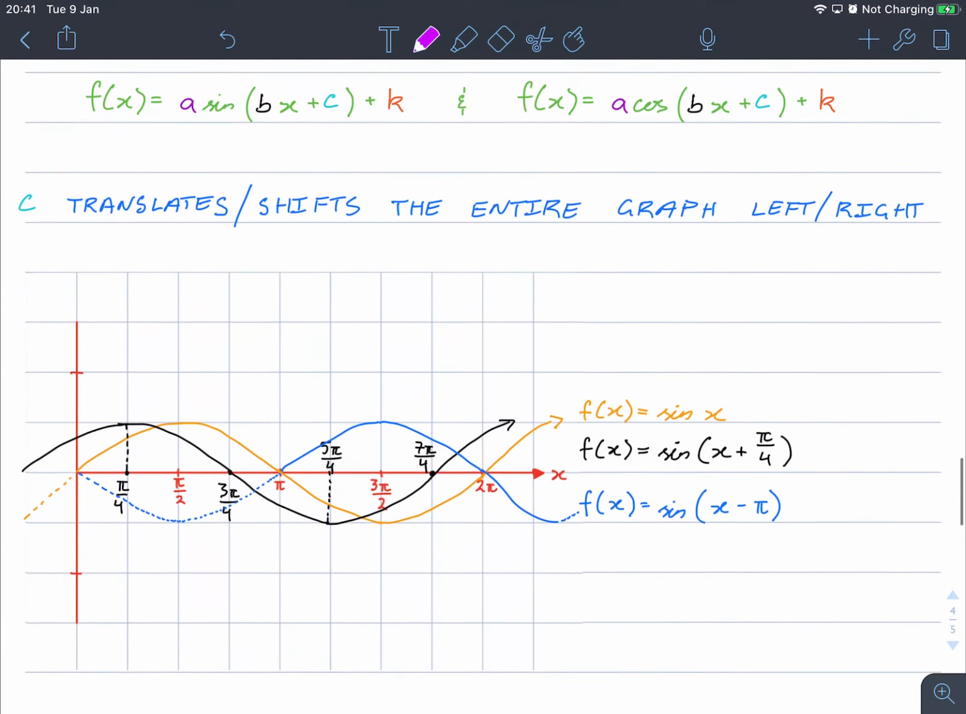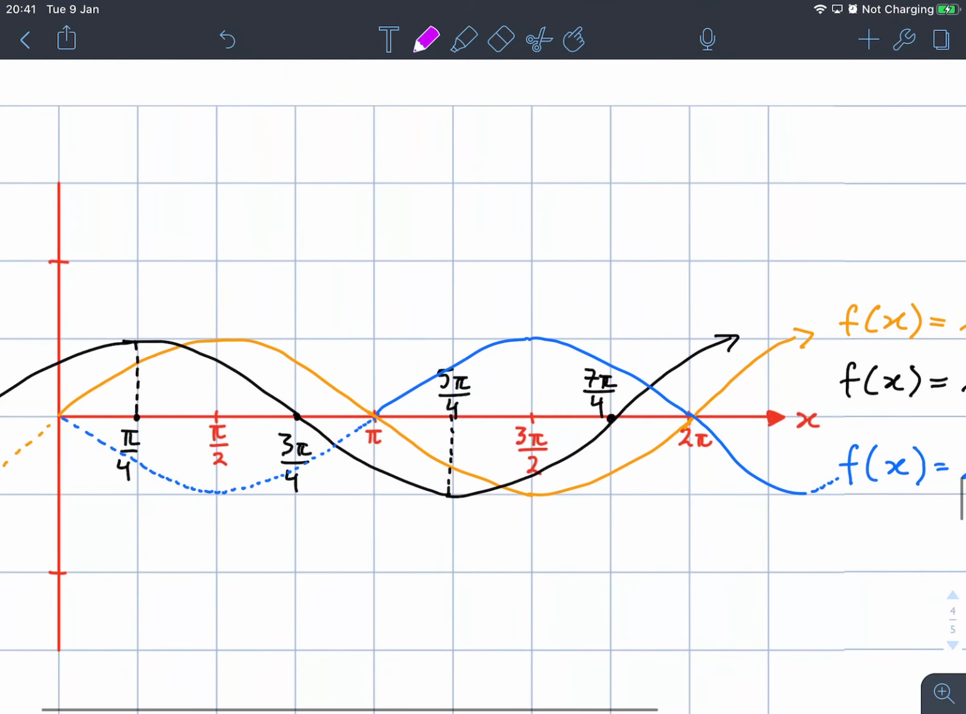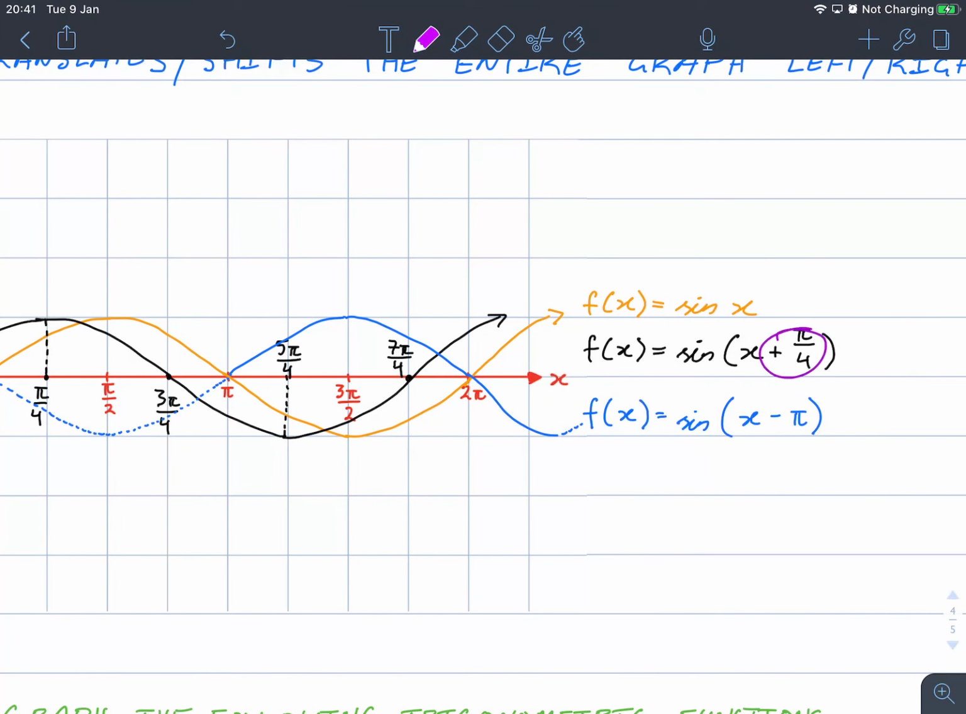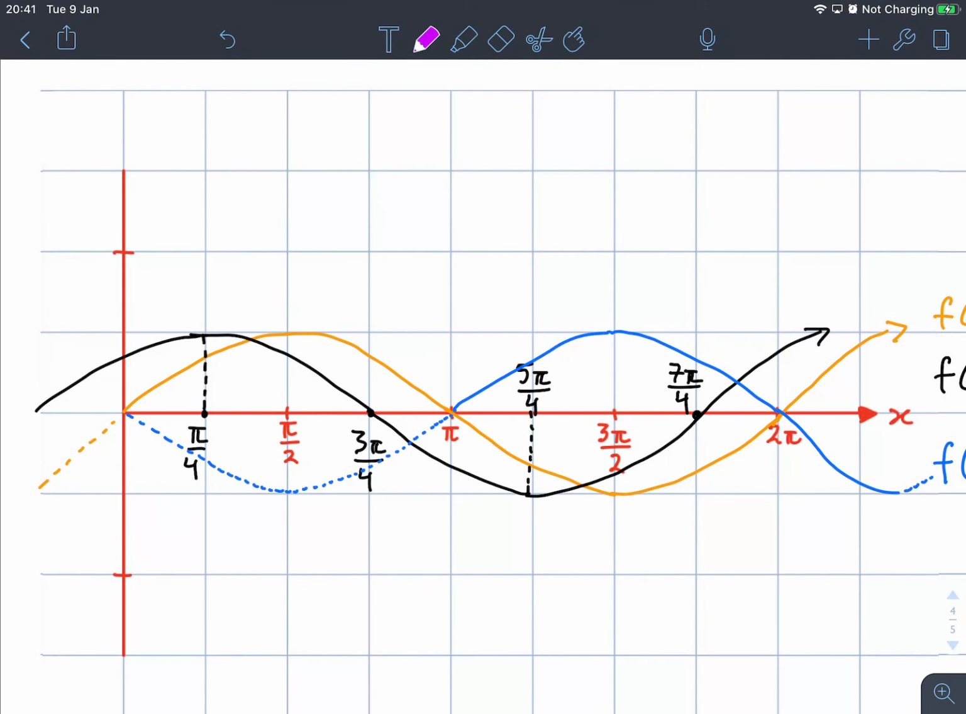Okay, let's move right along. C translates or shifts the entire graph left or right, as it normally does in a regular transformation. So take a look at the first line, f of x equals sine of x. So the regular graph is as shown here. We're used to this one. But now, watching the black line, plus pi on 4 means the entire graph is moved across a distance of pi on 4 to the left.